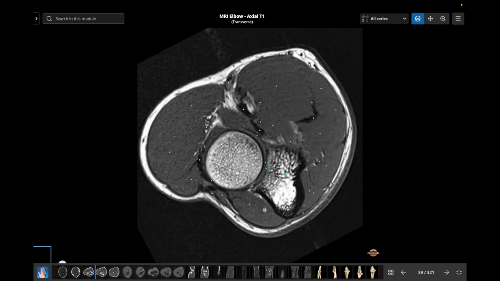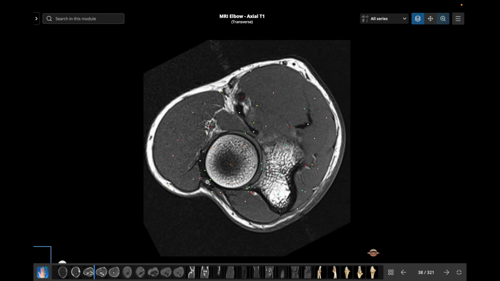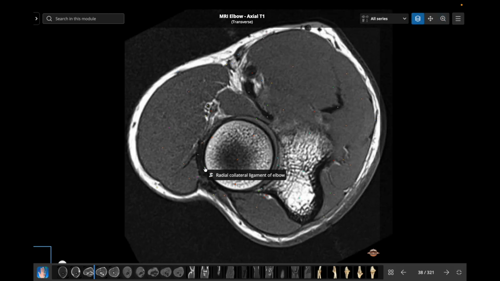In terms of ligaments, you've got the annular ligament, which would be this sort of black structure coming off here. There's also something called the lateral ulnar collateral ligament, which again is quite subspecialist and you won't need to know for the exam, okay?